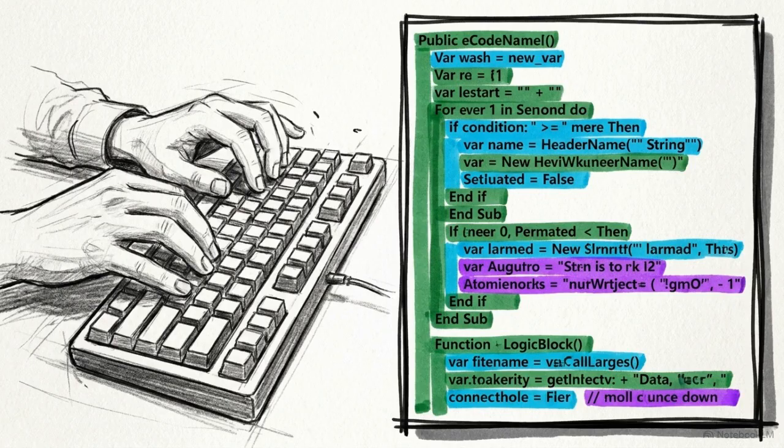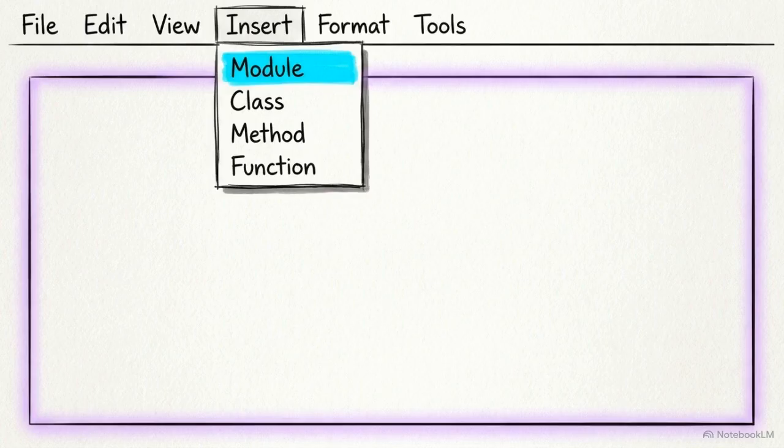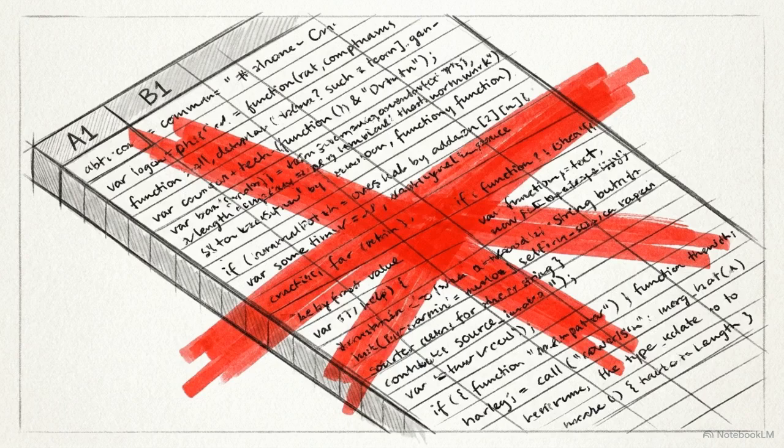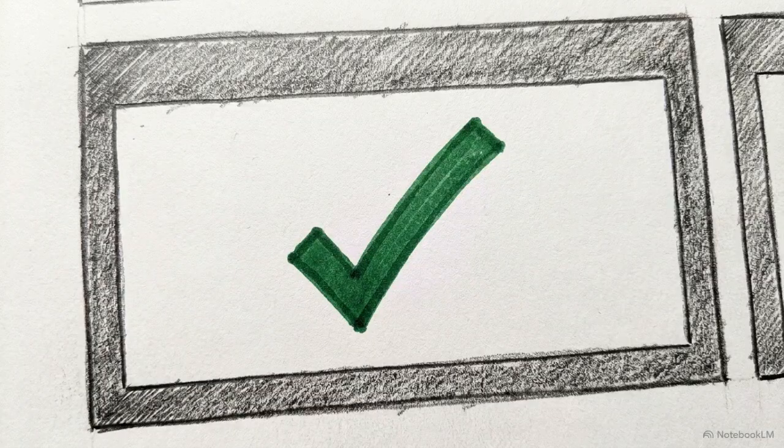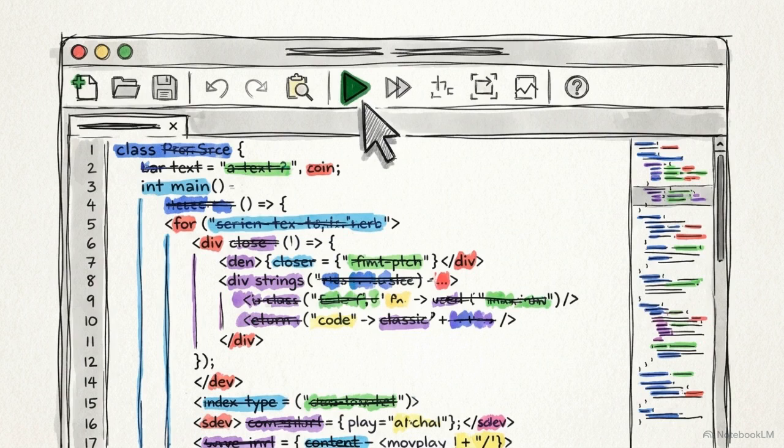With the code generated, click your new Developer tab, open the Visual Basic editor, click Insert, and select Module. Do not paste your AI code directly into a standard spreadsheet cell. It will not work. The module window is the only correct destination for a script. Paste the AI-generated text into that blank window and click the green Run arrow at the top to execute it.